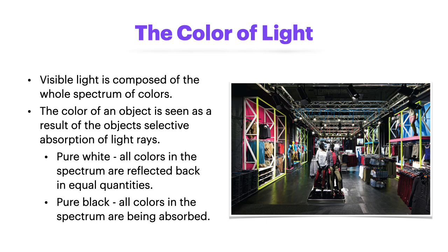Objects that are pure white are a result of all colors in the spectrum being reflected back in equal quantities. Objects that appear pure black are a result of all colors in the spectrum being absorbed.